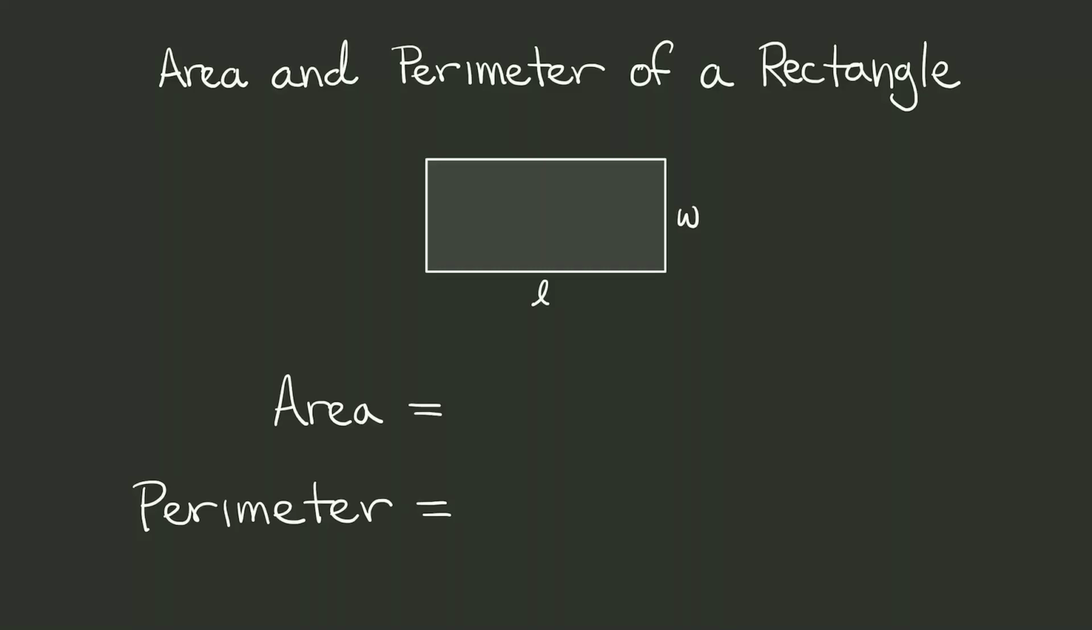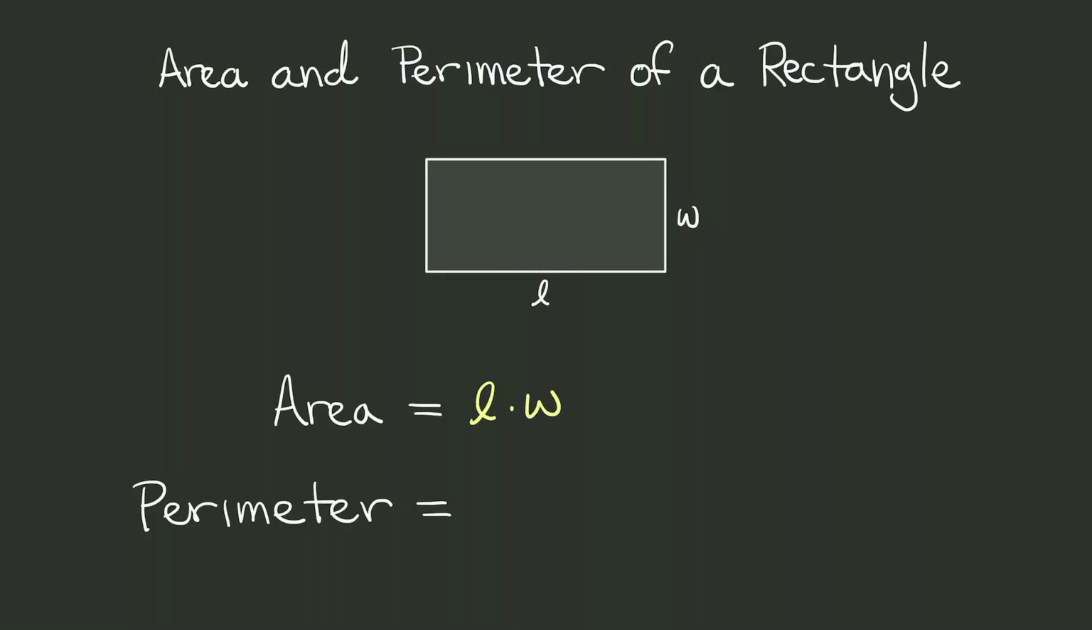In this video, we'll discuss finding the area and perimeter of a rectangle. The area of a rectangle can be found by taking the length of the rectangle, the side length that we see here, and multiplying it by the width. So we'll have L times W.